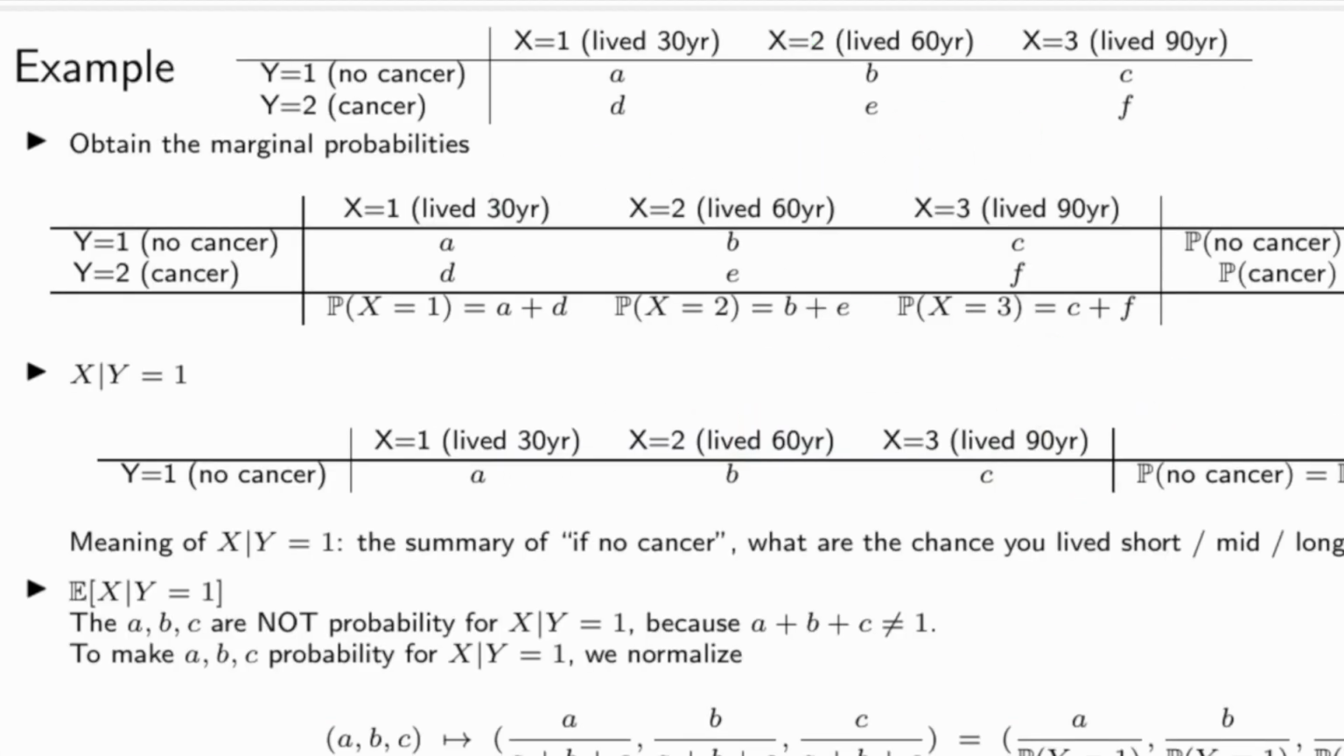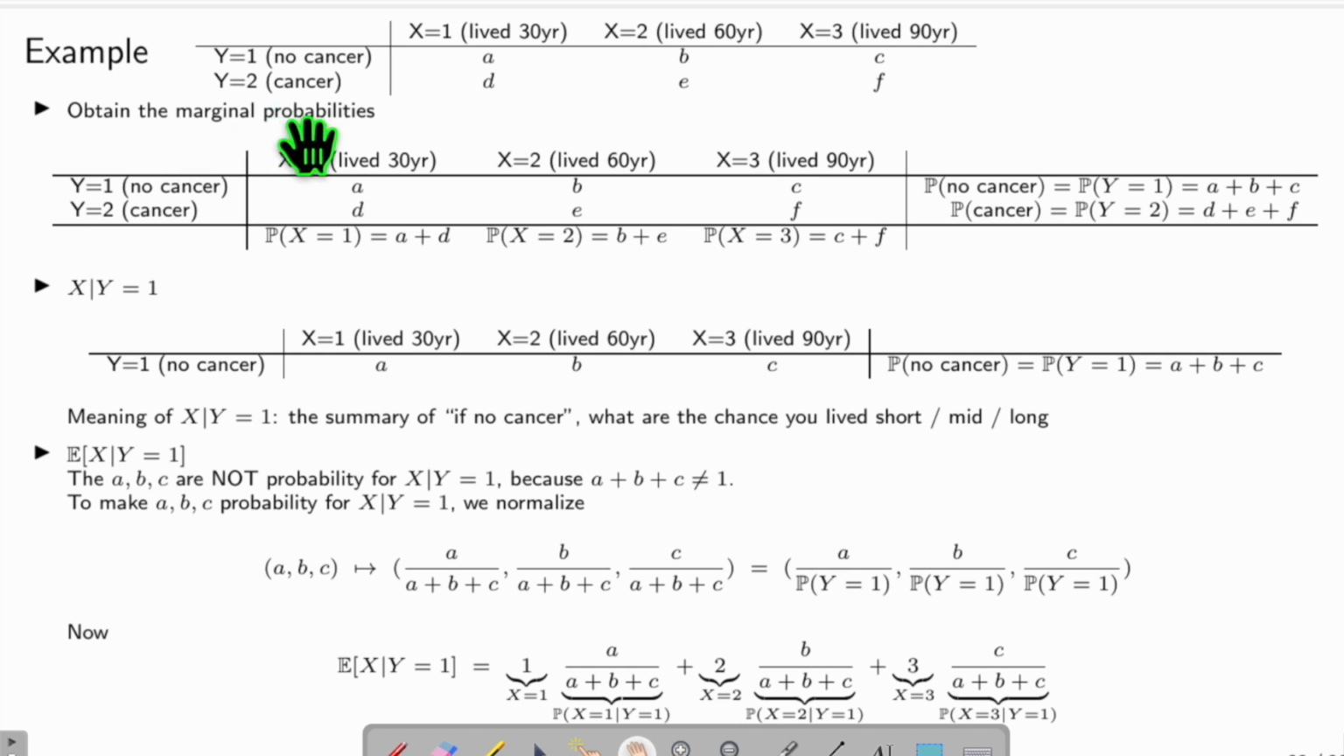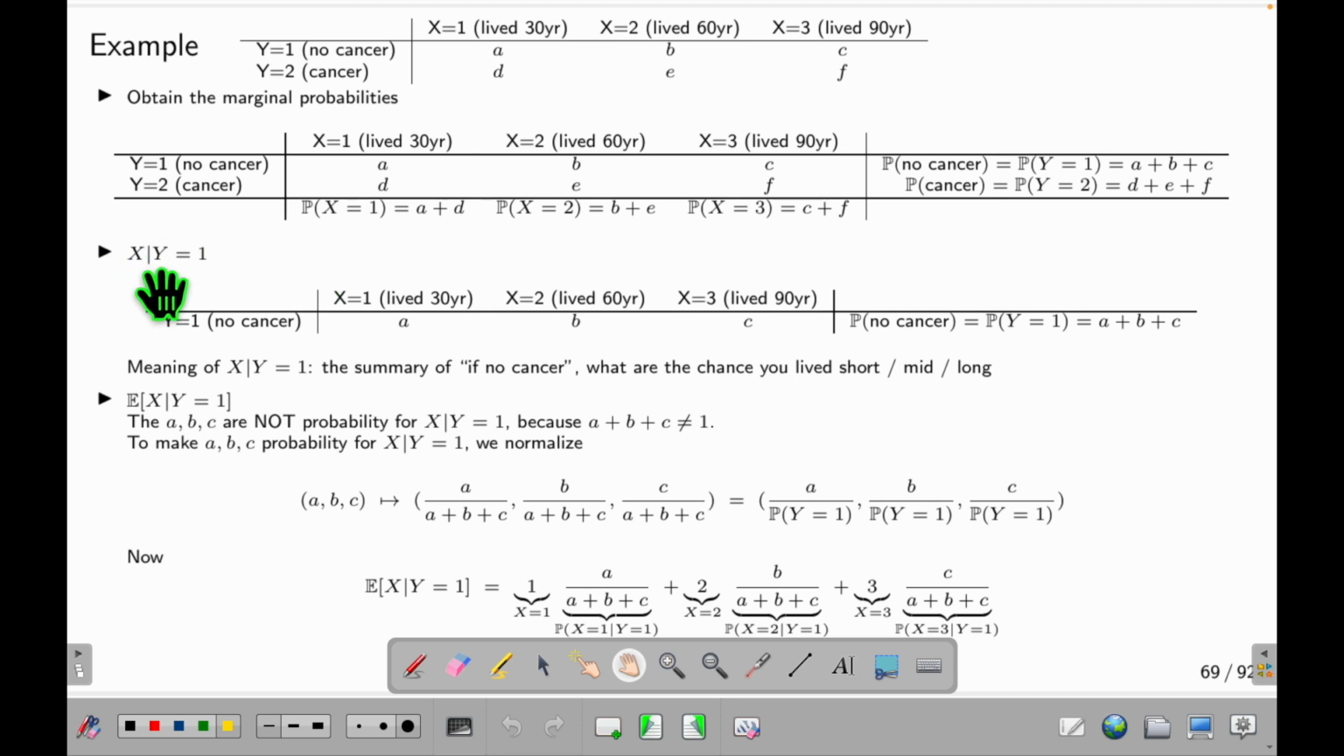So suppose I have this table. With this table, we can get the marginal probability. That means if we sum A, B, C, we will get the probability of having no cancer, that means the probability of y is 1. Similarly, if we sum D, E, F, we get the marginal probability y is 2. And lastly, if we sum over the columns, we get the marginal probability of x is 1, x is 2, and x is 3.